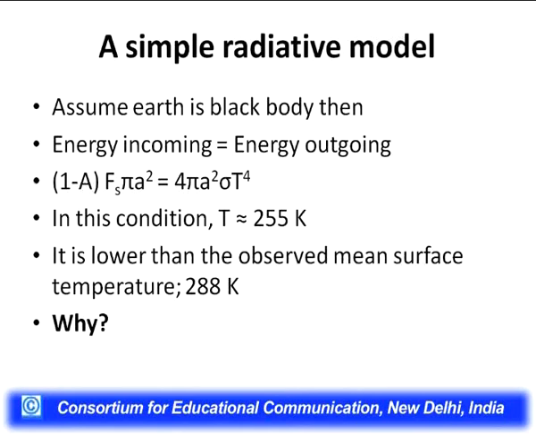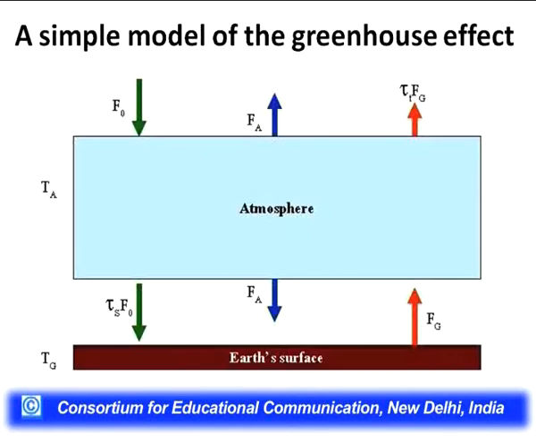Just to find this out, this disparity will lead us to many nice and important atmospheric phenomena, known as the greenhouse effect. So, in fact, we model this greenhouse effect to solve the issue of why the earth's surface temperature that we observe is 33 degree Kelvin more.